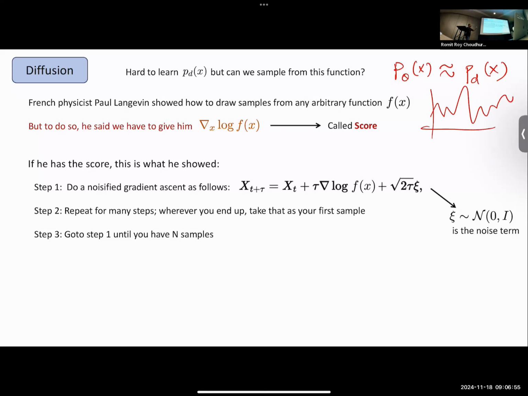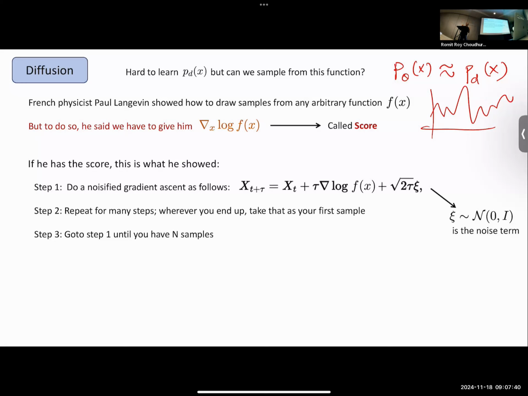But to do so, you have to give me the derivative of log f(x). Do you see that? Langevin is a French physicist. He says, you give me any function, I'll give you samples from that function. He said, really? You can do that? That's magic. Langevin says, no, there's a caveat. You have to give me the derivative of log f(x). And we'll look at this later. If you take a distribution, the peaks of f(x) match the peaks of log f(x).